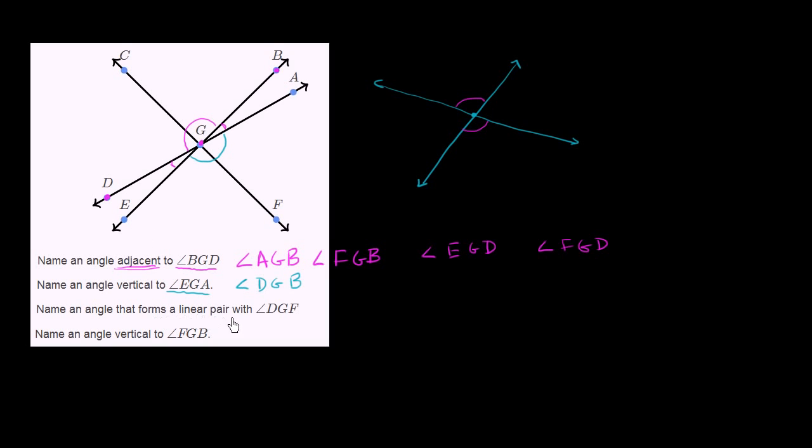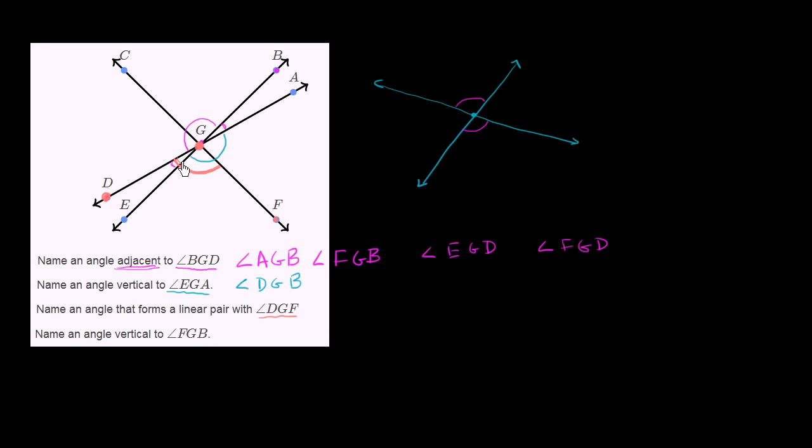Name an angle that forms a linear pair with angle DGF. Let me do this in a new color. Angle DGF. All of these should have G in the middle. So a linear pair with angle DGF, that's this angle right over here. An angle that forms a linear pair will be an angle that is adjacent where the two outer rays combined will form a line.